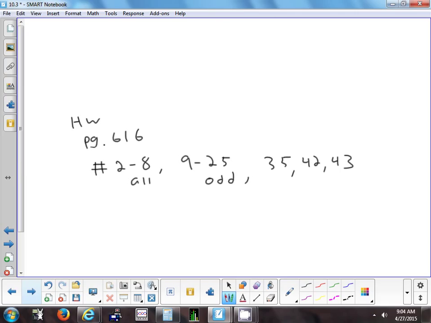All right, so the homework, it's on page 616, 2 to 8 all, 9 to 25 odd, 35, 42, 43.